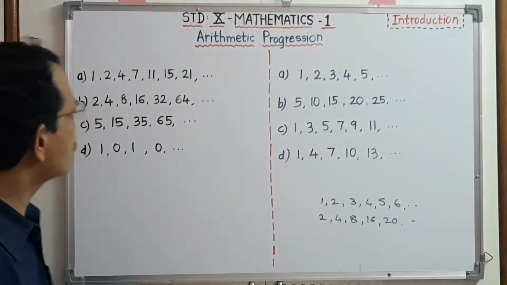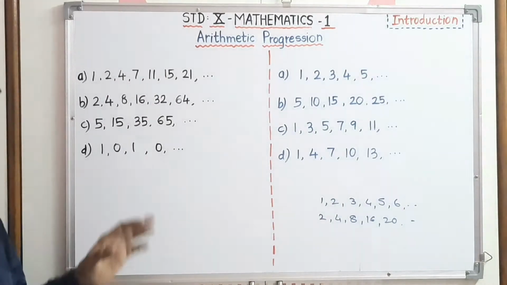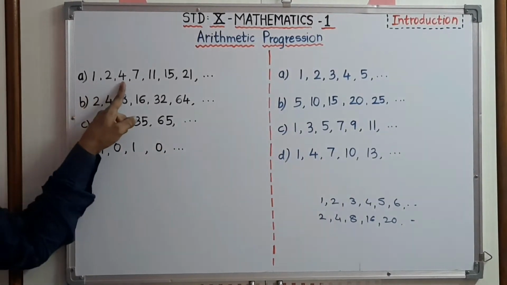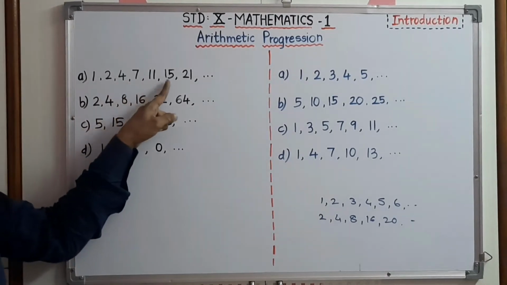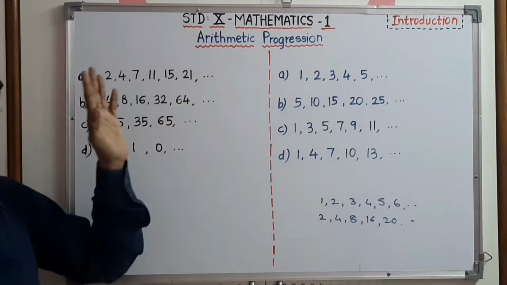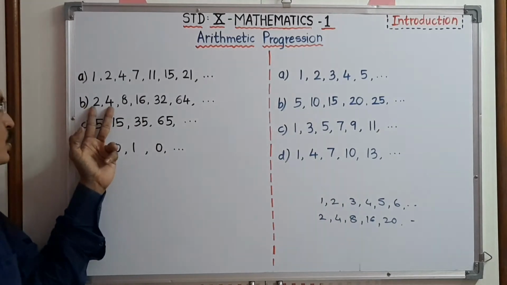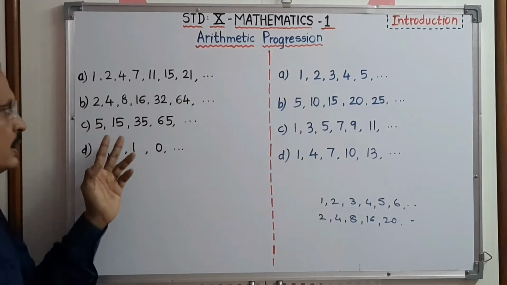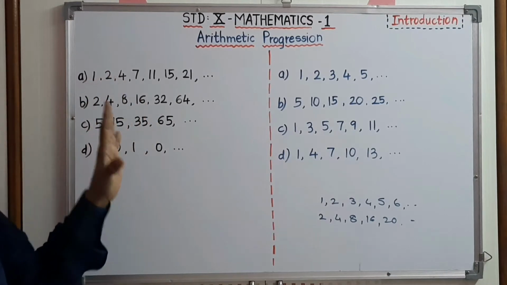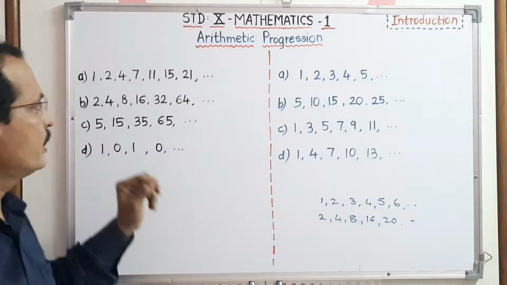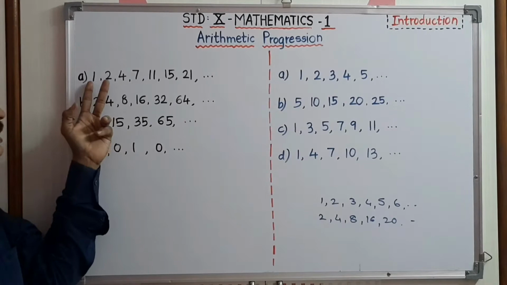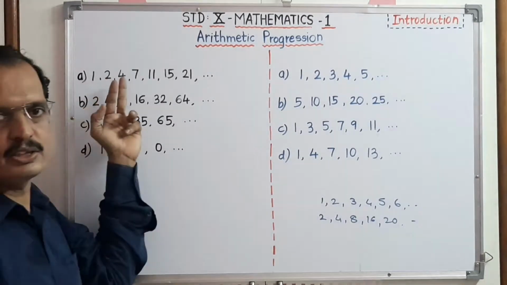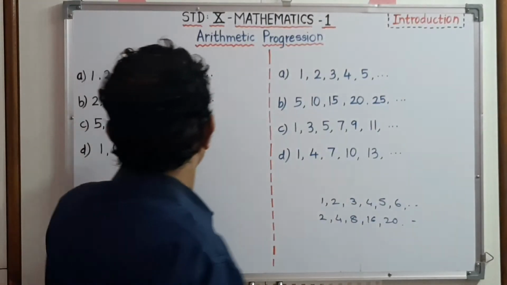Now observe these sequences. Some sequences I have written on this board. Here it is 1, then 2, 4, 7, 11, 15, 21 and so on. Then here it is 2, 4, 8, 16, 32, 64, like this. This arrangement has a specific order. If we observe the first one, after 1 there is 2, after 2 there is 4, and after 4 there is 7.